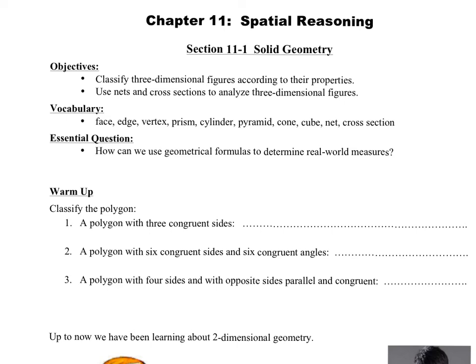This is 11-1, solid geometry. We're going to be talking about 3D figures for the most part. So let's start with the warm-up. Hit play when you're ready to see the answers. So we have equilateral triangle, regular hexagon, and parallelogram.